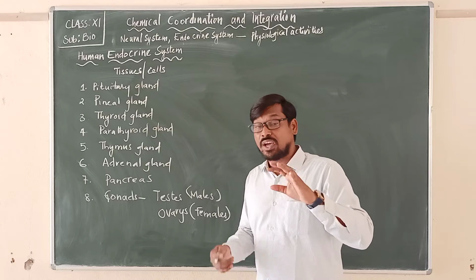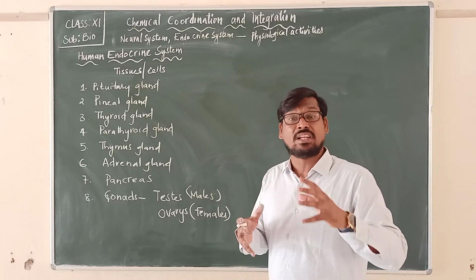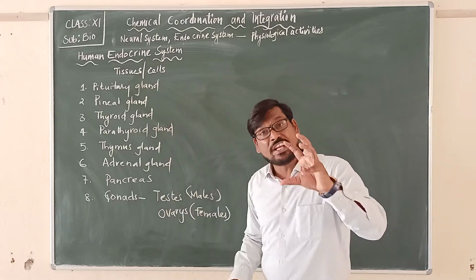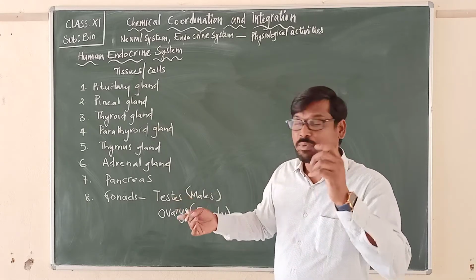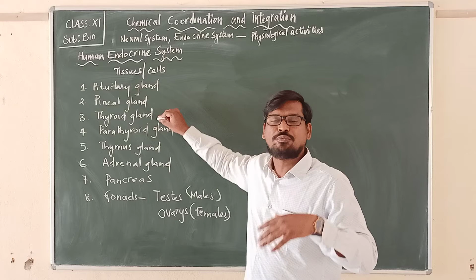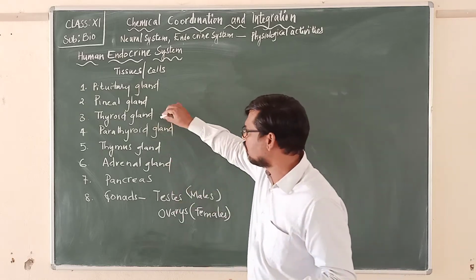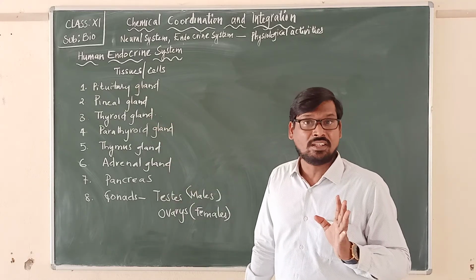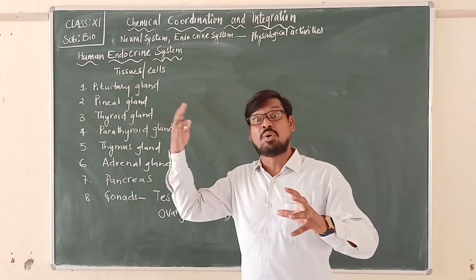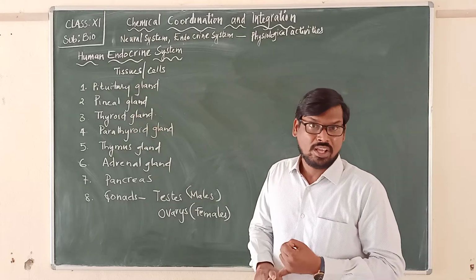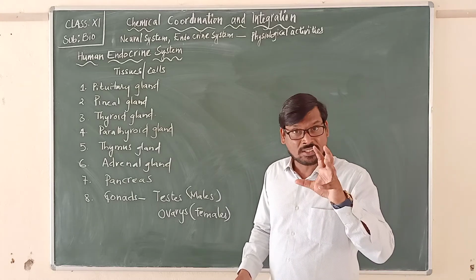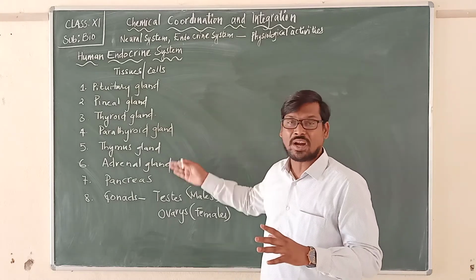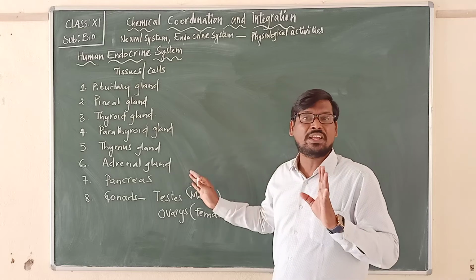At the same time, we are going to understand what will happen if a particular gland produces its hormone in more quantity. For example, thyroxine is the hormone produced by the thyroid gland. If thyroxine is produced in more quantity, what is the disorder? If thyroxine is produced in less quantity, what is the disorder? Those are the points we are going to understand about each and every gland.